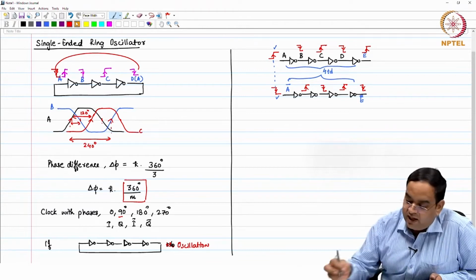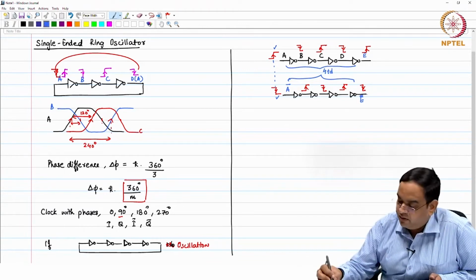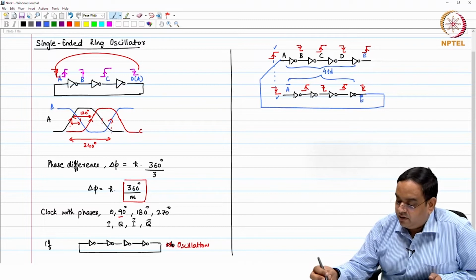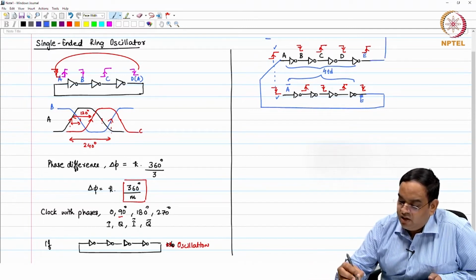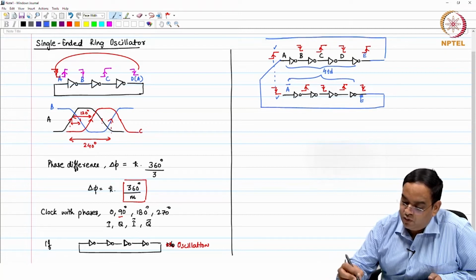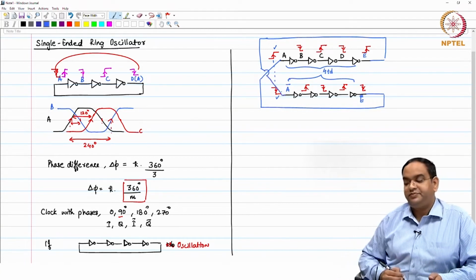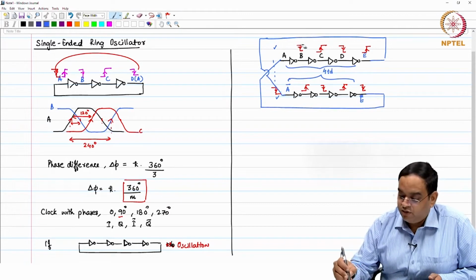Now, I will go and connect the falling edge of the inverter with this in this manner. Okay. And the rising edge here is going to be connected to the falling edge input A. Okay. Now, you just look how this is going to work.